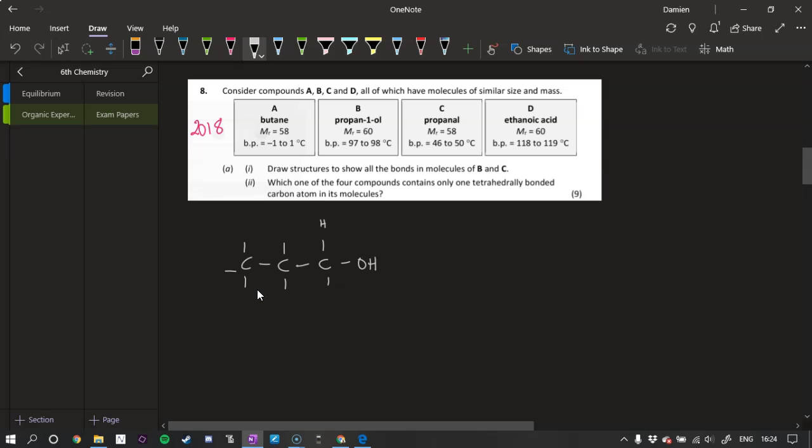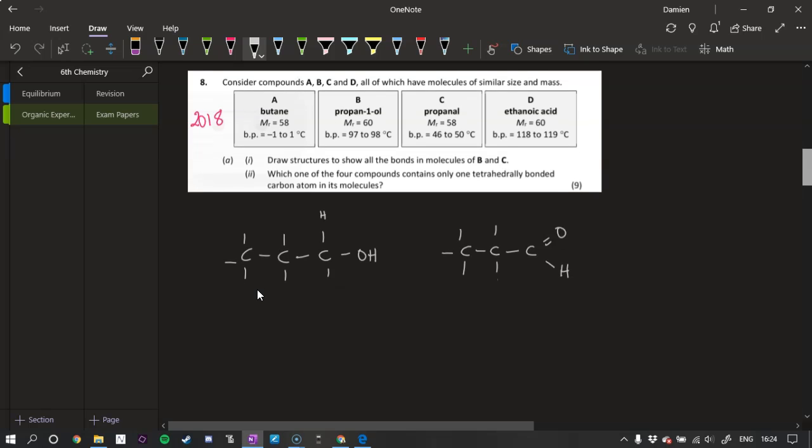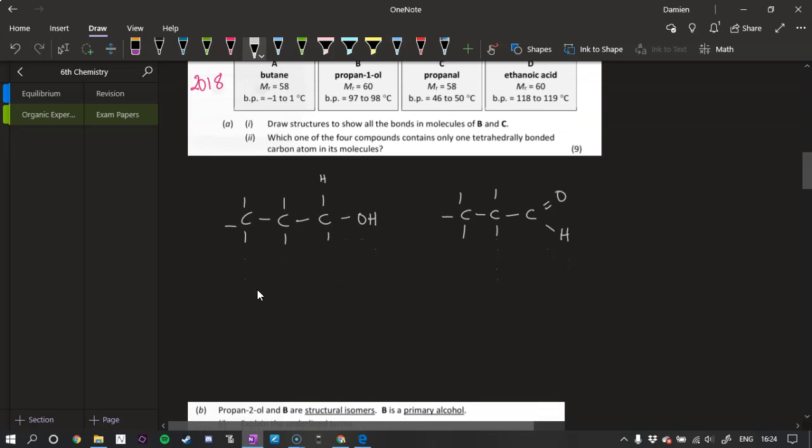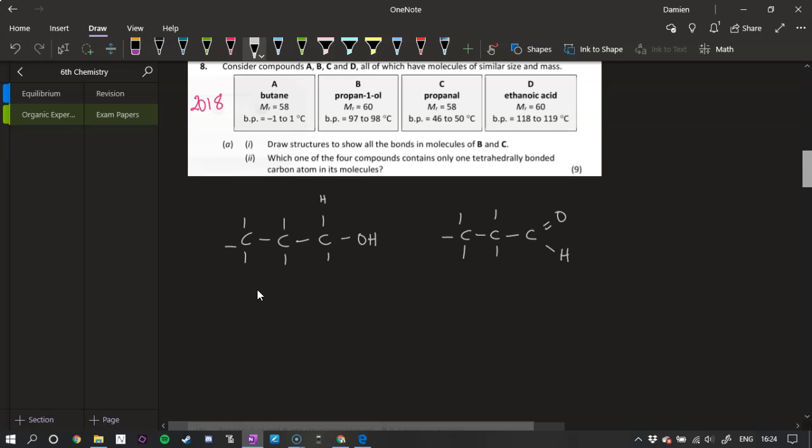That's B. C then is propanal. So again, 3 carbons. And it's an al, so it's an aldehyde, so C double bond O, H. And again, surround by hydrogens, just making sure there's only 4 bonds between them. Which one of the 4 compounds contains only one tetrahedrally bonded carbon atom in its molecule? And the answer to that is ethanoic acid.